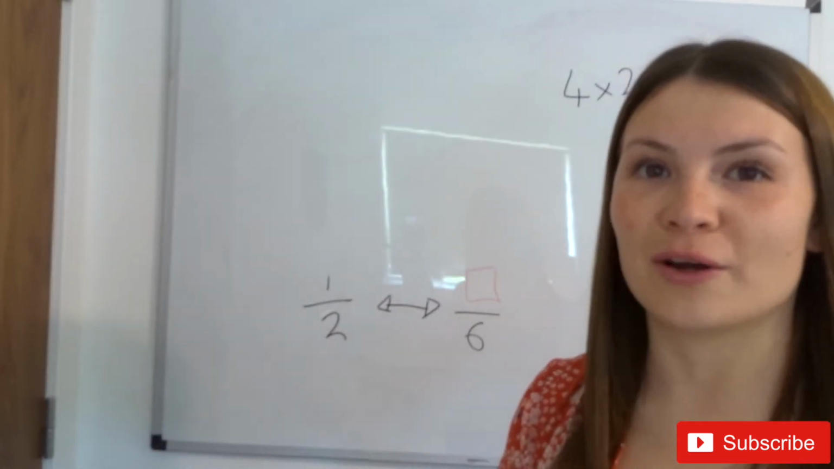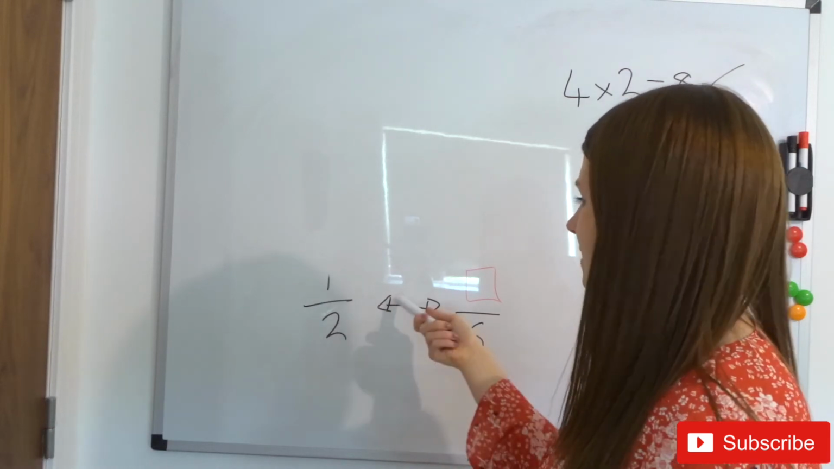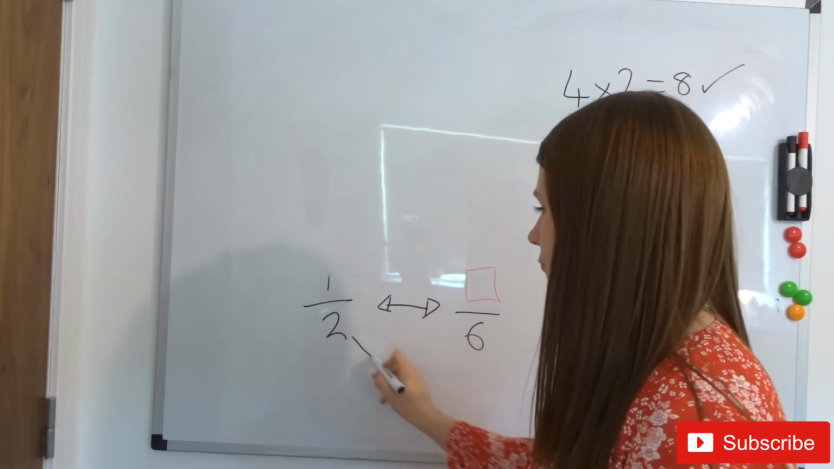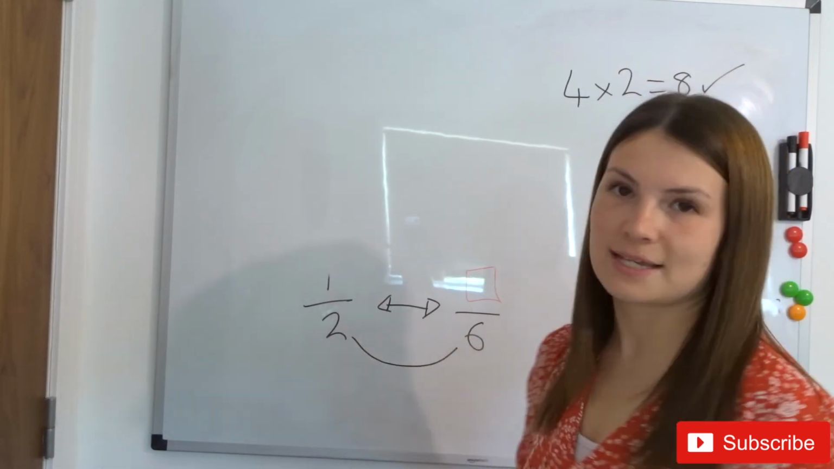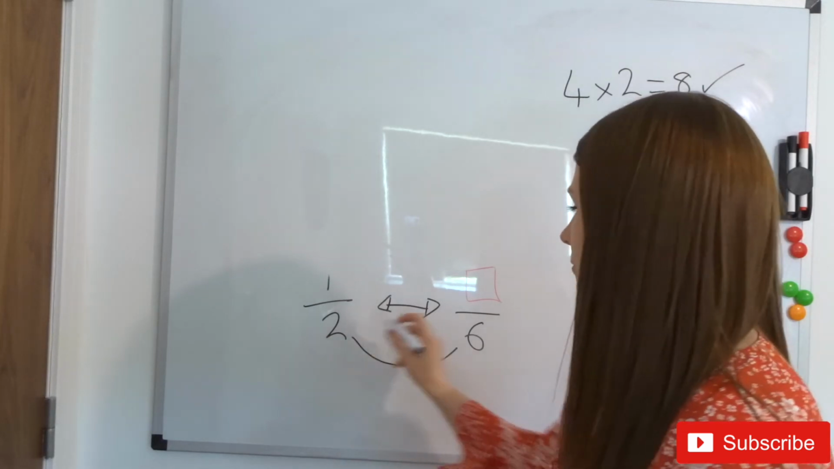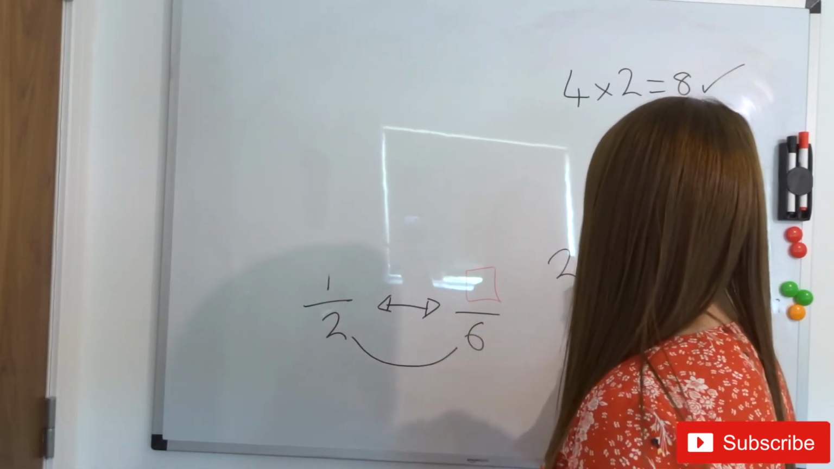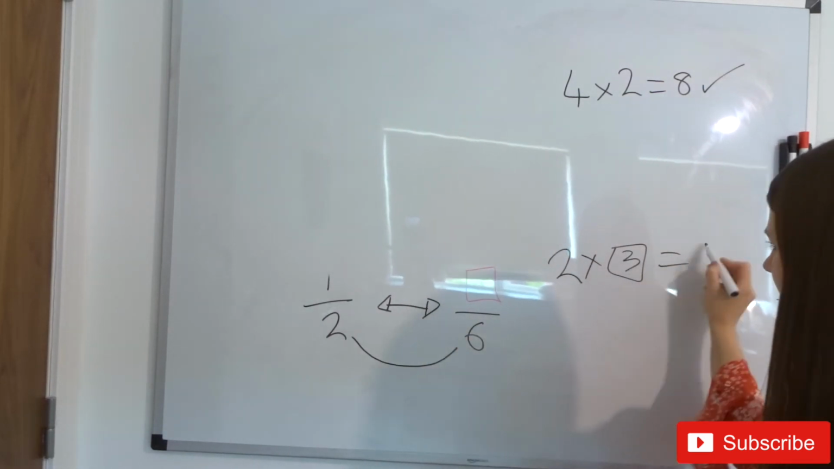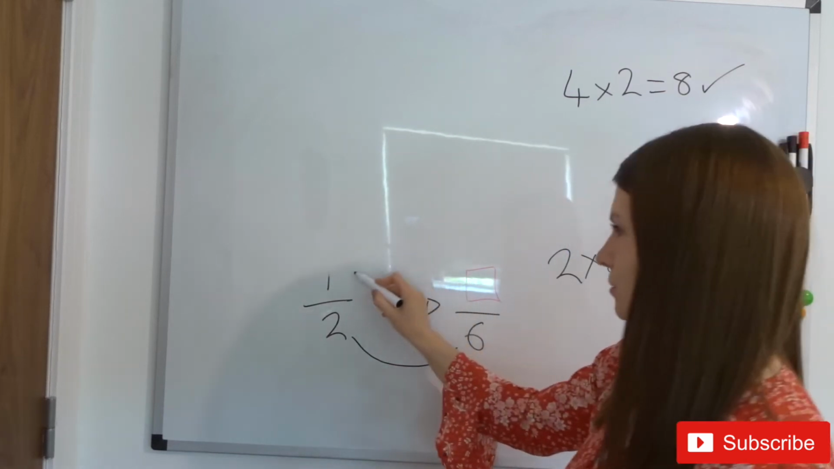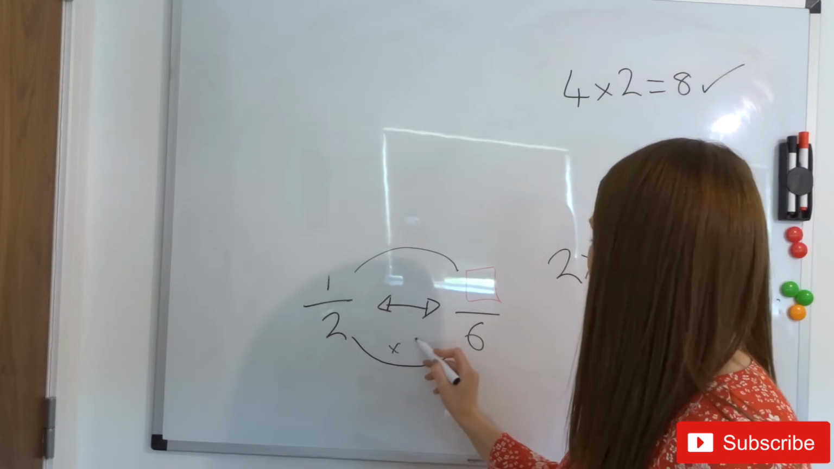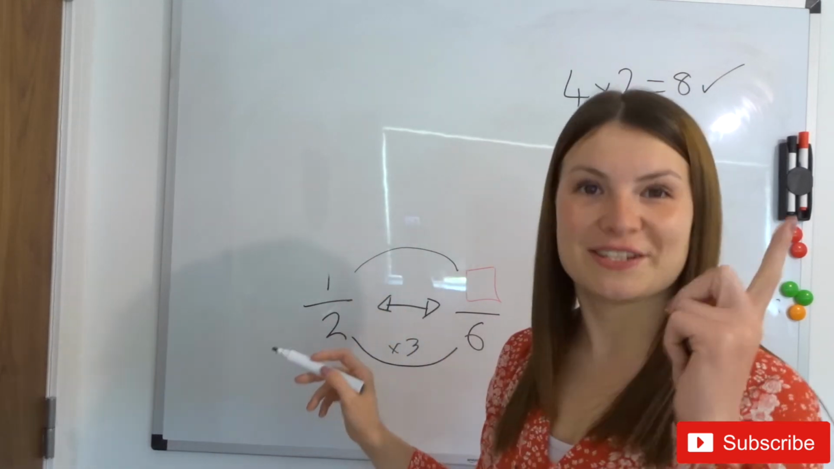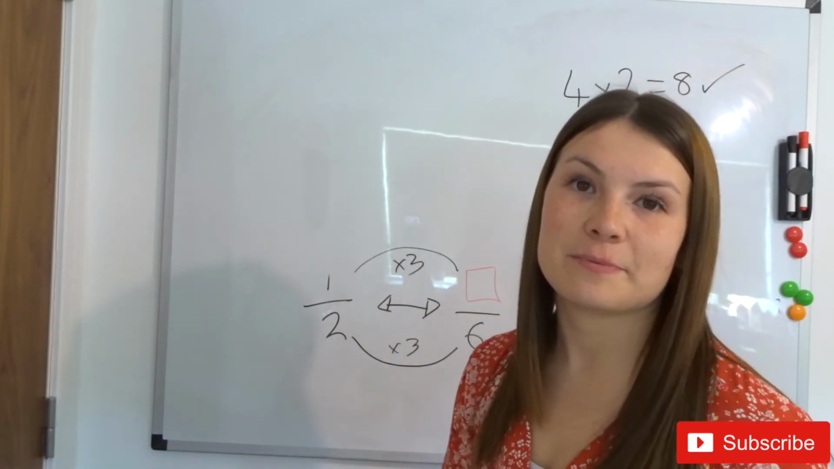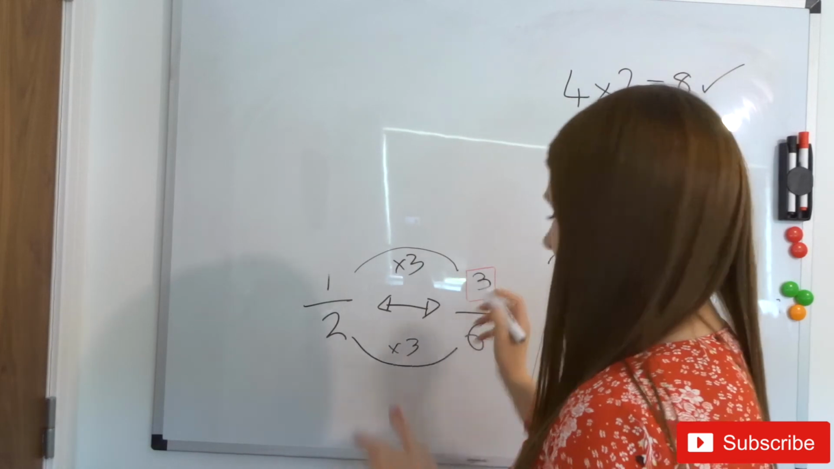The last one, so we've got 1/2 is the same as something 6ths. So same rule, what do we times 2 by to get to 6? 2 times 3, good, equals 6. 2 times 3 equals 6. So what do we need to do to the top? We need to do the same, don't we? So we need to times it by 3. 1 times 3, easy peasy lemon squeezy, is 3.